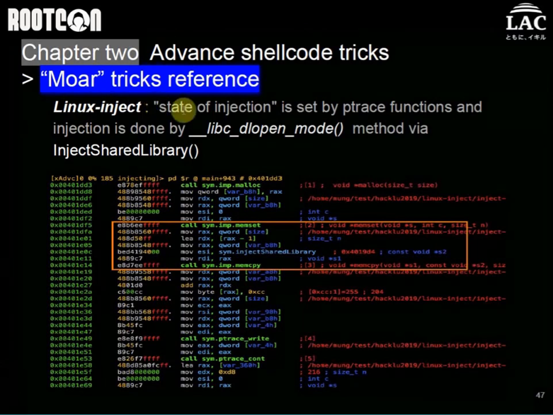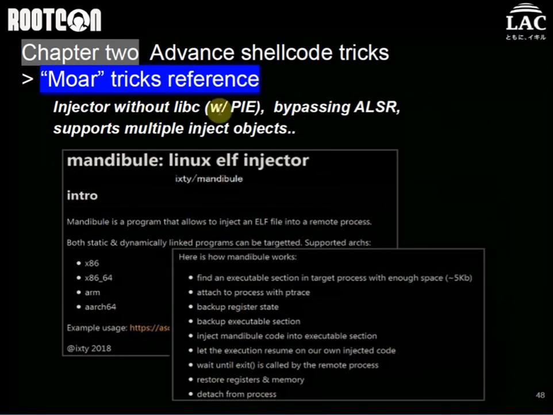Another advanced code trick is Linux inject. The state of the injection is set by the ptrace functions, but the injection is being done with a libc dlopen mode, which is a part of the injected set library that you can see in the screenshot over there. This is the injected set library in there. And then after that, you can see the ptrace write is used for invoking the shellcode, and then the continue for the executions, and it has the 0xCC for the interrupt.